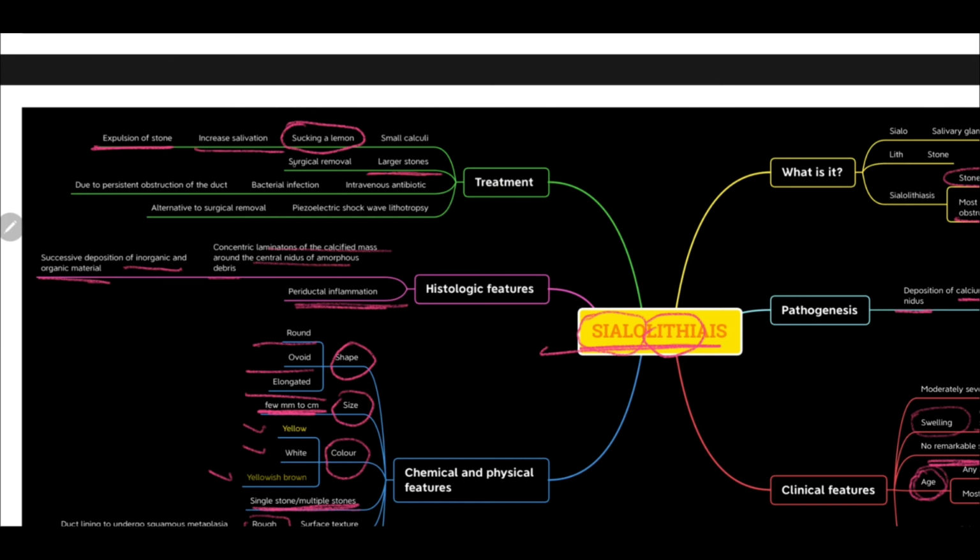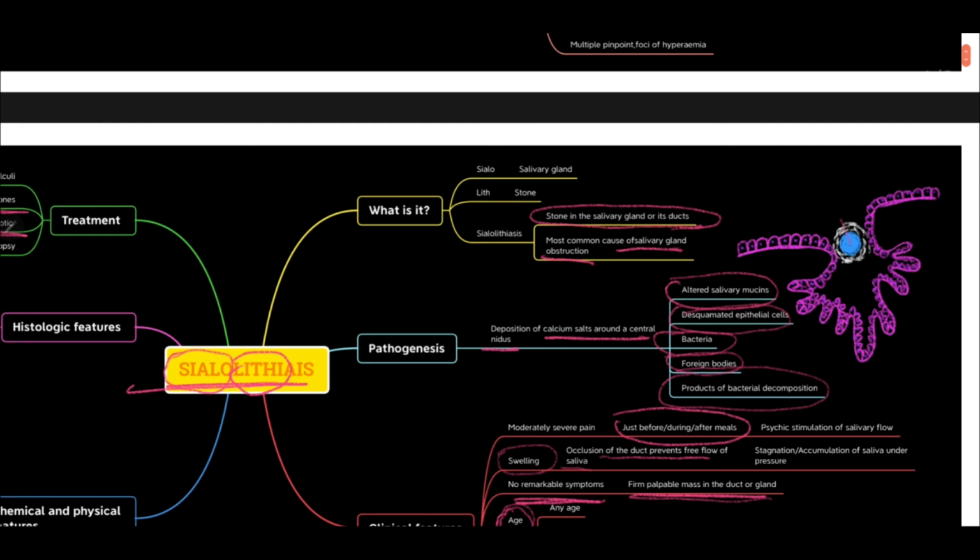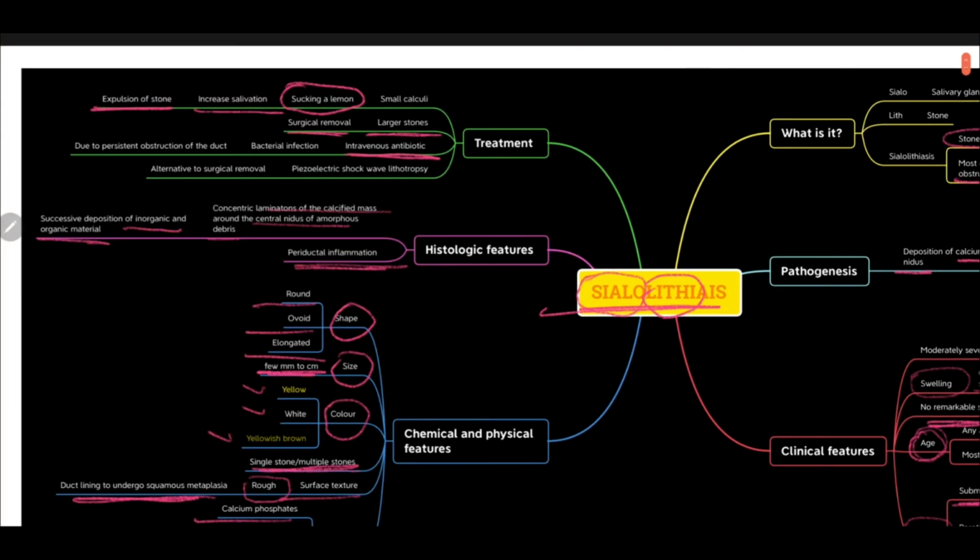Coming to the larger stones, you have to remove them surgically. You could also give intravenous antibiotic because, as we said, the central nidus has a lot of bacteria and products of bacterial decomposition. The antibiotic is for the bacterial infection, and if there is persistent obstruction of the duct, you try to give the antibiotic. You could also give piezoelectric shock wave lithotripsy, which is an alternative to surgical removal.